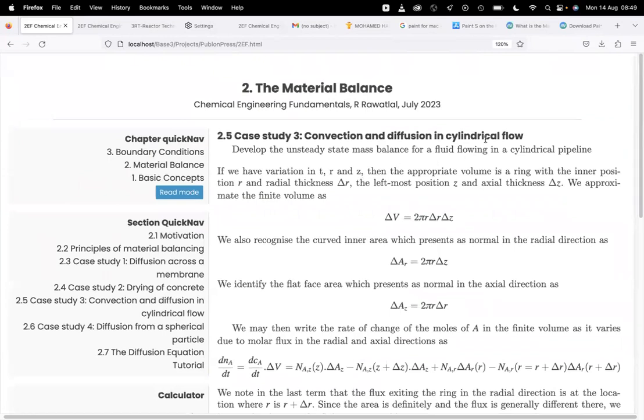So in this case, we have our convection and diffusion in cylindrical flow. And we said that generally speaking, there will be variations in t. So we don't know as yet whether there'll be any steady state. So if we don't know there's steady state, we have to preserve the t, the time. We anticipate that there'll be changes in r, because at some stage, it's mentioned in the problem that there's deposition in the wall.